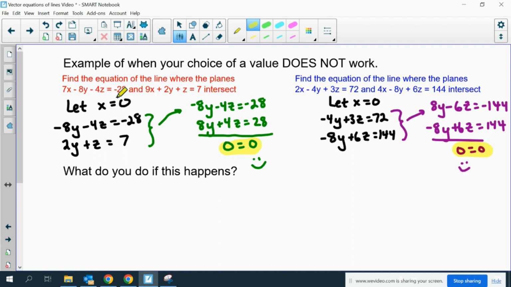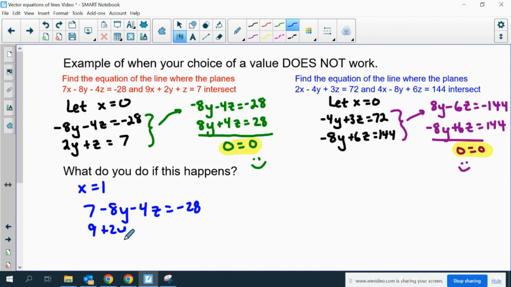So I wonder what that means about x in this case. Like, does that mean that x could be anything? I wonder what would happen if I plugged in anything for x, right? So let's see if x equals 1. I mean, it makes sense, right? Infinitely many solutions. So if I plug in x equals 1, I get 7 minus 8y minus 4z equals negative 28. And 9 plus 2y plus z equals 7.